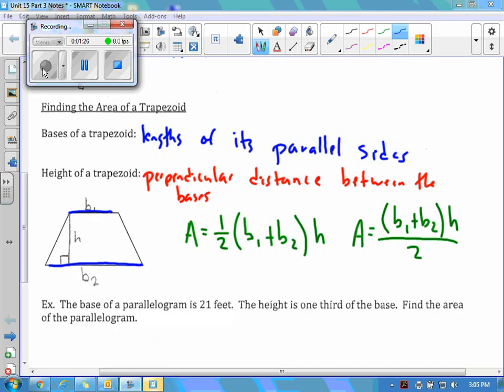It doesn't matter which one's base 1 or which one's base 2. And then the height is just the distance that connects the two bases together. And then our formula is going to be more complicated for a trapezoid. So there's two different ways to write the same formula. The first way is to say that the area equals 1/2 times the quantity B1 plus B2 times H. Or you can say the quantity B1 plus B2 times H divided by 2. Both of these mean the exact same thing. Either way will get to the answer, and we'll look at examples in a second.